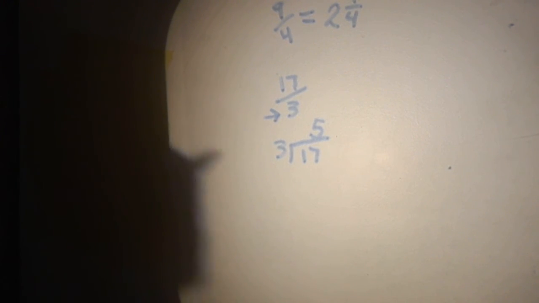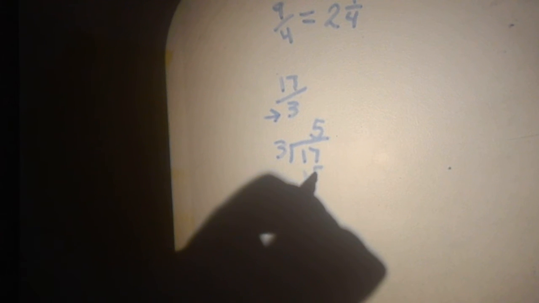So how many times does 3 go into 17? Well, let's think about that. 3 times 5 is 15, so we're going to say it goes in at least 5 whole times. 5 times 3 is 15. We're going to subtract these, and that leaves us 2, okay? So that's our remainder of 2.